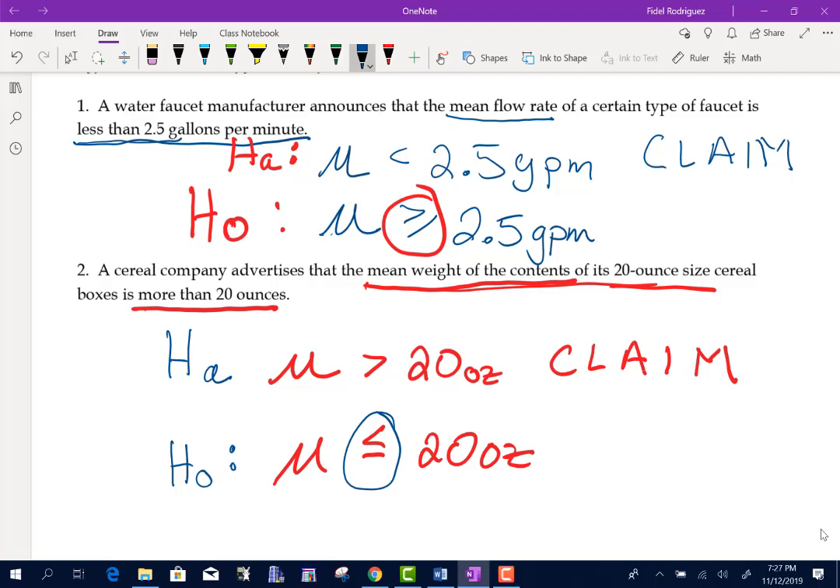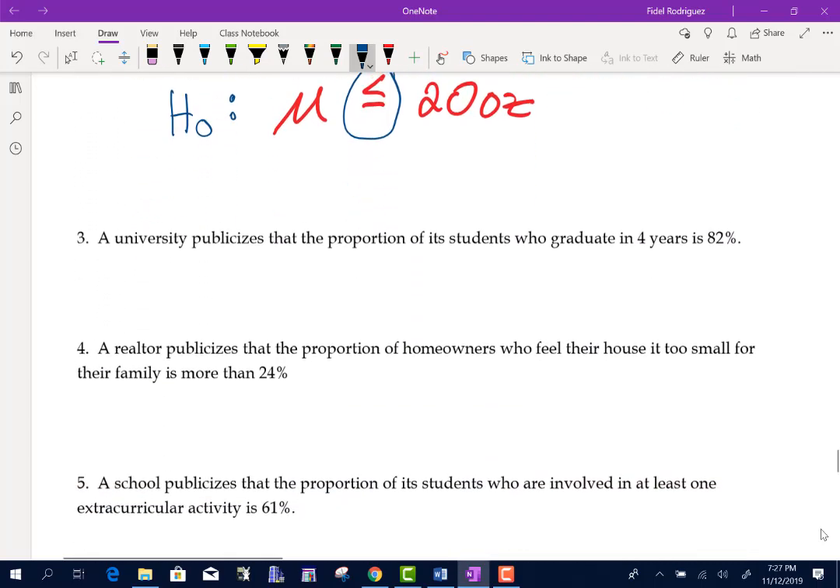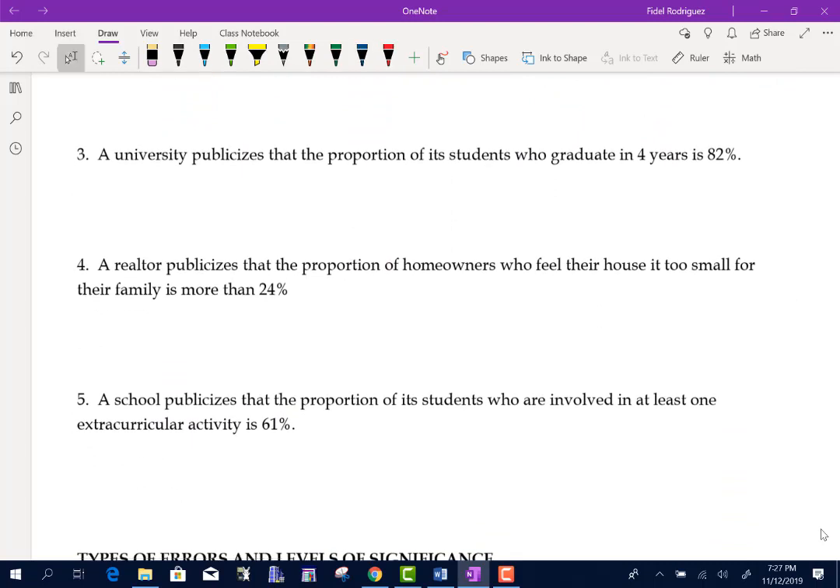Okay. Alrighty. So, guys, you can see problems, again, still sort of talking about the same thing here. Let's take a look. It says, a university publicizes that the proportion of its students who graduate in 4 years is 82%. Okay, so guys, instead of talking about a mean, look what we're talking about. We're talking about a proportion, okay?